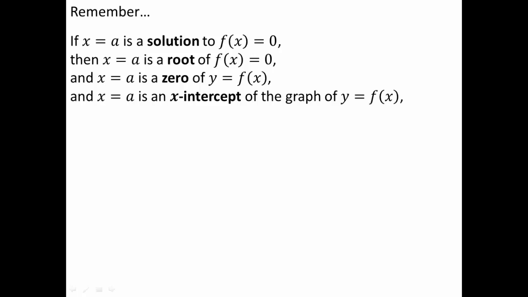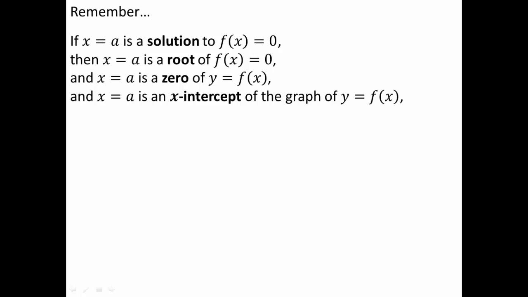For example, a solution and a root is the solution to a function that's already equal to 0. So in other words, it's a function of a single variable that you have to solve for x. We call that a solution or a root. A 0 is when you have a multivariable equation, y equals some function of x. Find the 0 means set it equal to 0, and then find the solution or the root to that equation.